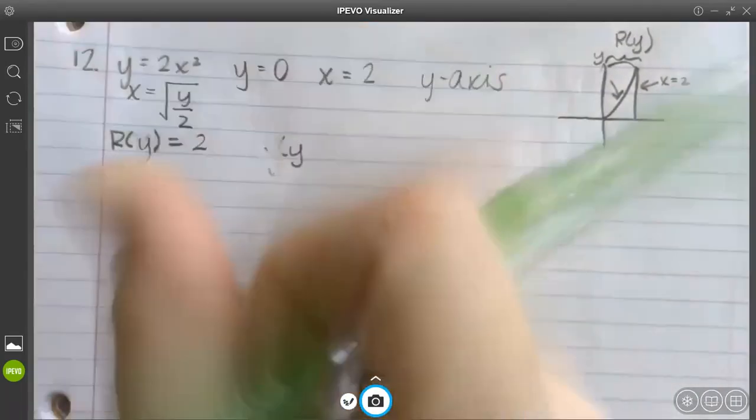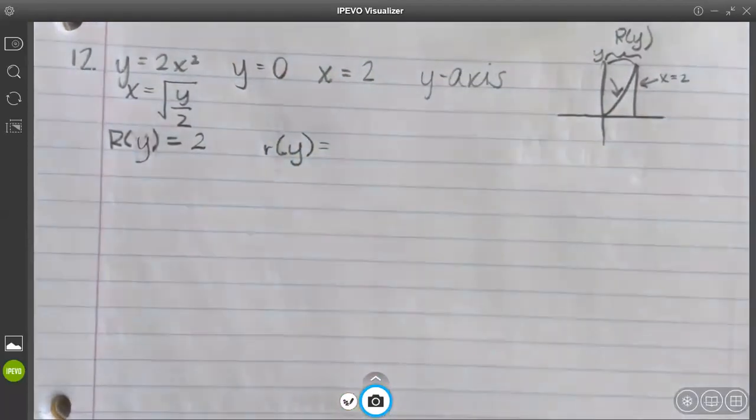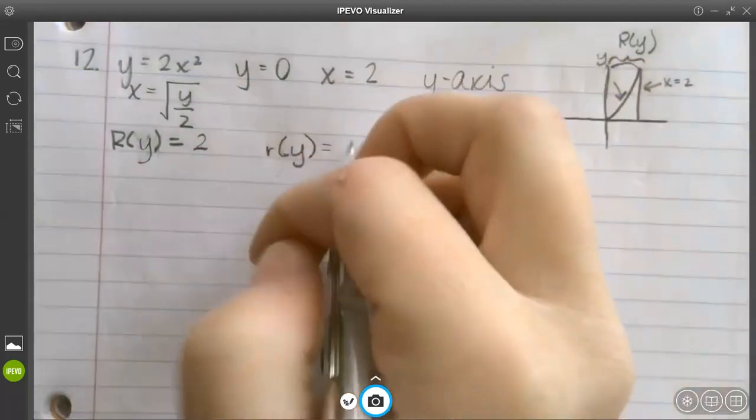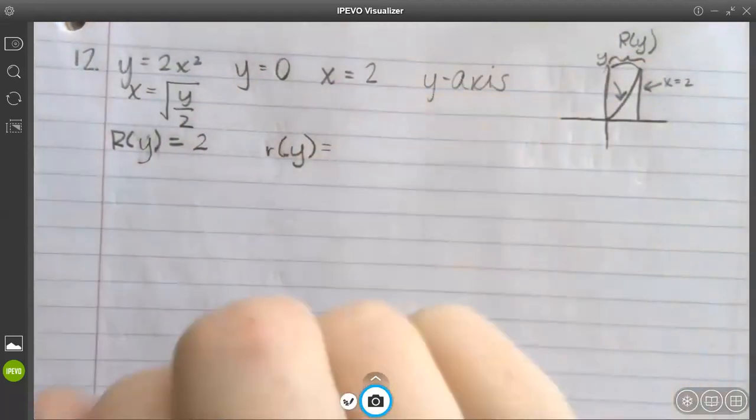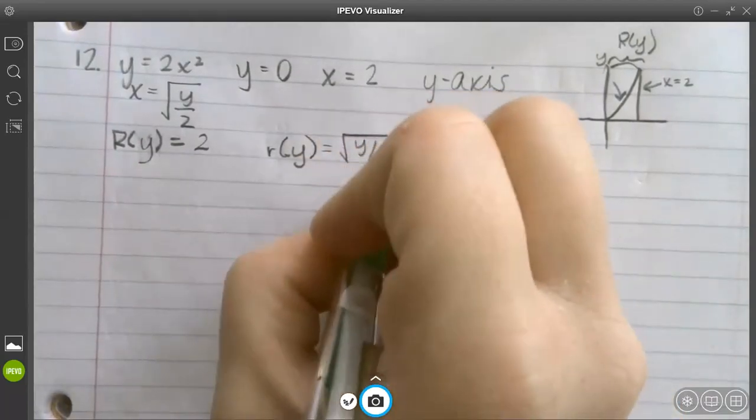Sorry, I should write a little r. Little r of y is going to be from the y-axis to your littlest function or your closest function. So what is your closest function? Square root of y over 2.